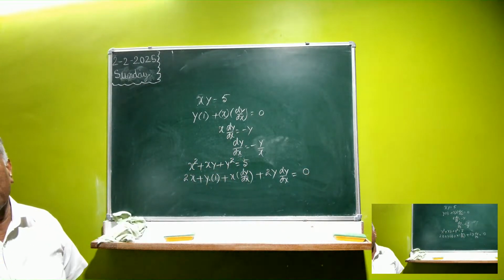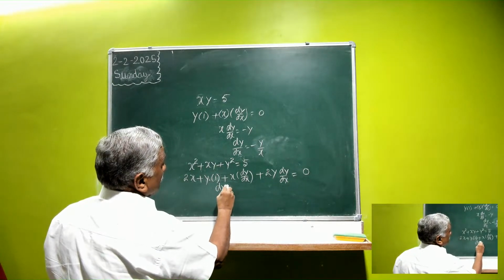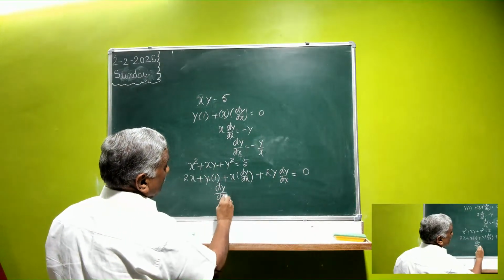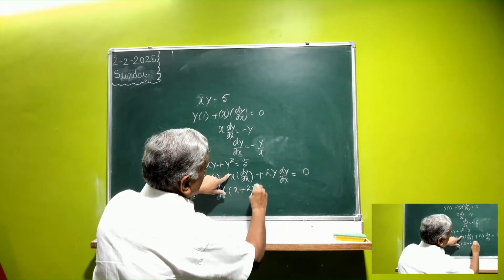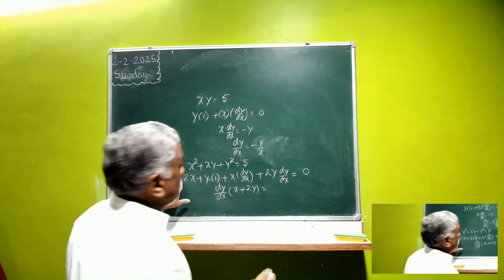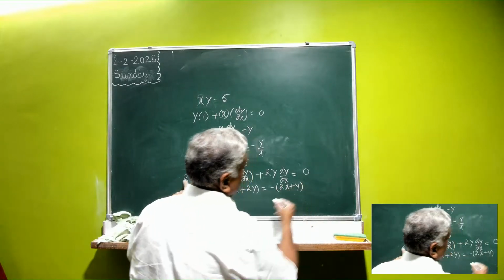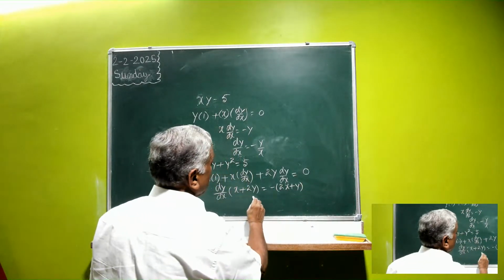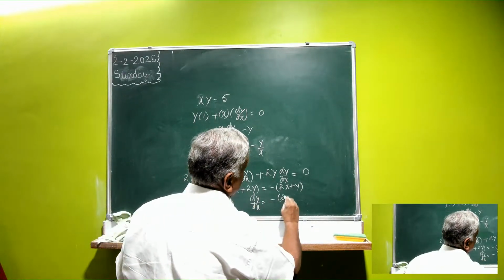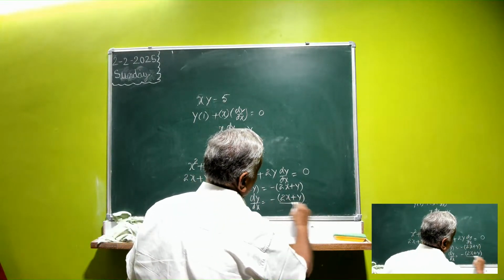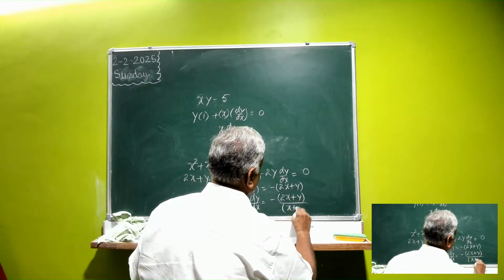You cannot leave the problem here, you need to simplify. So let us list those terms which have got dy by dx. Here you have got x plus 2y. Other terms can be sent to the right hand side. Minus 2x plus y. What is your final answer? dy by dx is equal to minus of 2x plus y divided by x plus 2y.